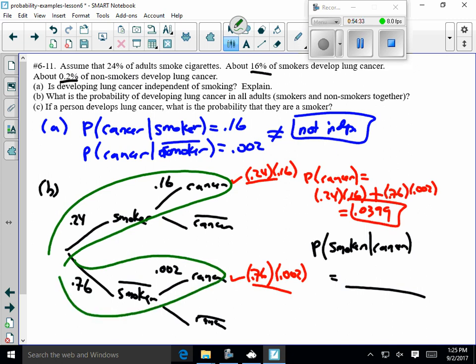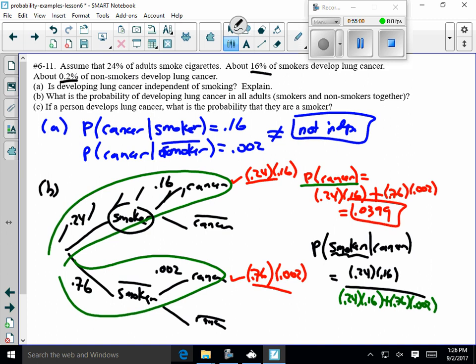So the total probability of cancer is what we found out right here. It's the 0.24 times 0.16 plus 0.76 times 0.002. So you can think of it as two paths. And then the question is, okay, out of those two paths, which ones resulted in we were smokers? That would be this one only. So only this path here, only the 0.24 times 0.16 path came through the smoker event condition there. All right, so it would be that fraction right there.